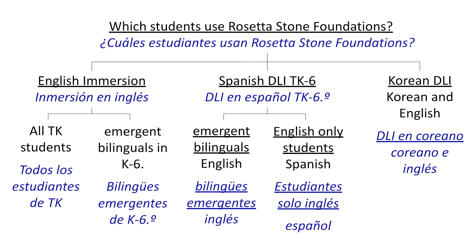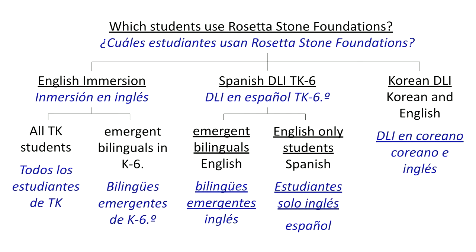So to start off, what students use Rosetta Stone Foundations? Well, first of all, we have 3 programs in our district. We have the English Immersion Program. In the English Immersion Program, all of our transitional kindergarten students are using the program, as well as our emergent bilinguals in kindergarten through 6th grade.